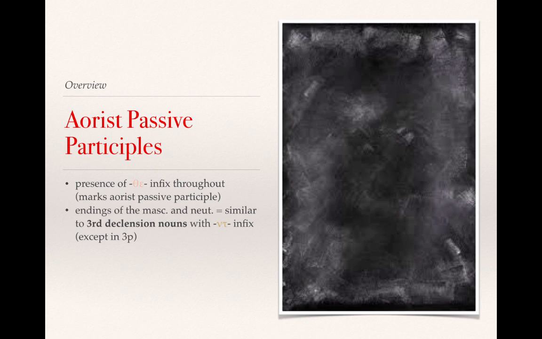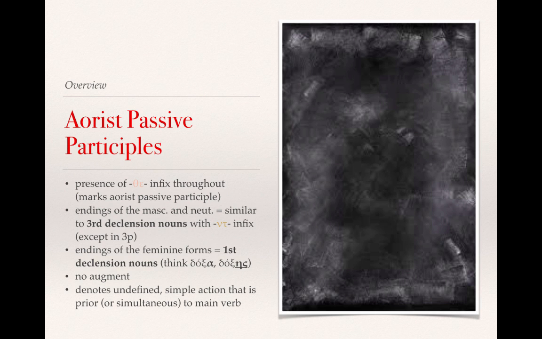This participle is based off of the aorist passive indicative with some slight changes. So the first thing that you want to look for with aorist passive participles is the θε infix throughout. This is the marker of the aorist passive participle. The endings of the masculine and neuter participles will be similar to third declension nouns with an ντ infix, except in the dative plural. The endings of feminine nouns will resemble first declension nouns like δόξα and δόξης. They will have no augment, just like aorist active and aorist middle forms.